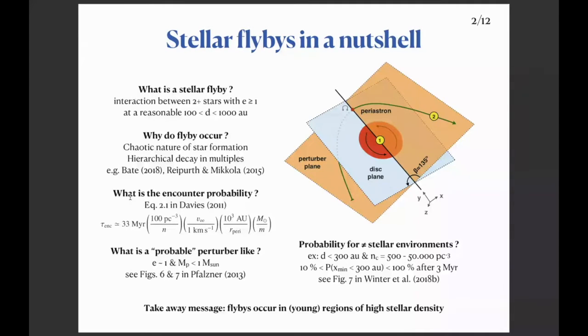This is something that Andrew Winter and collaborators looked a couple of years ago. And if you take, for example, a minimum distance of 300 AU and a fairly dense environment, you find that the probability of experiencing an encounter after 3 million years is between 10 and 100%. So the takeaway message here is that flybys occur in young regions of high stellar density.